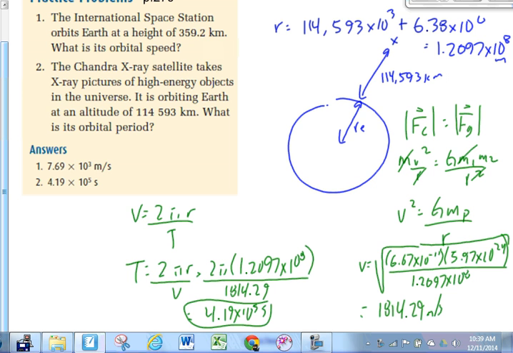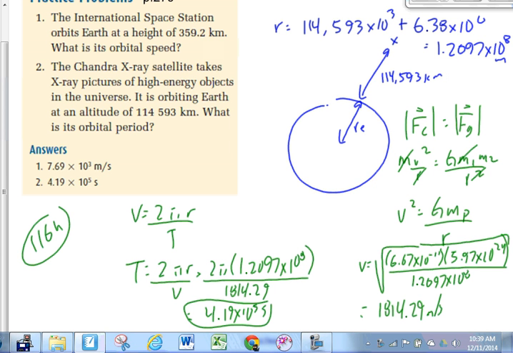Now that seems like a big number, right? 10 to the 5 seconds. Out of curiosity, even though they don't ask us for this, let's figure out how many hours that is. How'd you figure out how many hours that is? How many seconds in an hour? No, 60 seconds in a minute. 3,600, because it's 60 times 60, right? So we're going to divide that by 3,600. How many hours is that now? That works out to be about 116 hours, which is 5 days.